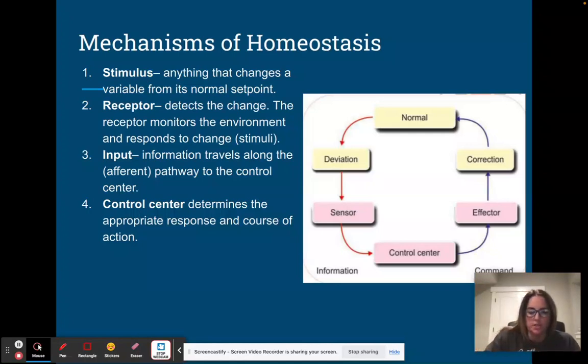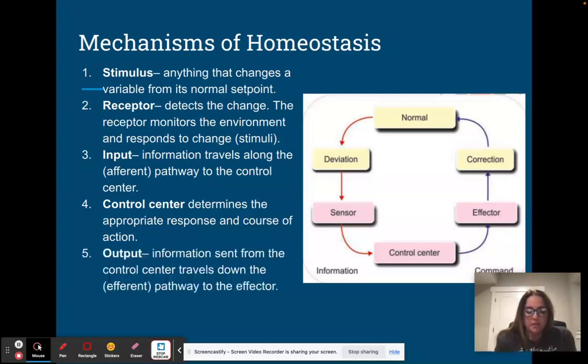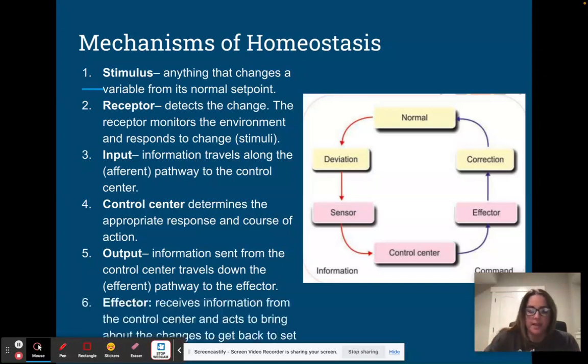So the control center determines the appropriate response. And it's not a thinking process, it's a detection of changes in chemical signals in the environment, and then a response that's coordinated. So then the information goes out from that control center back towards wherever the need is for a change. And whatever receives that information coming back from the control center is called the effector. And the effector is whatever is going to cause a change to bring us back to normal.